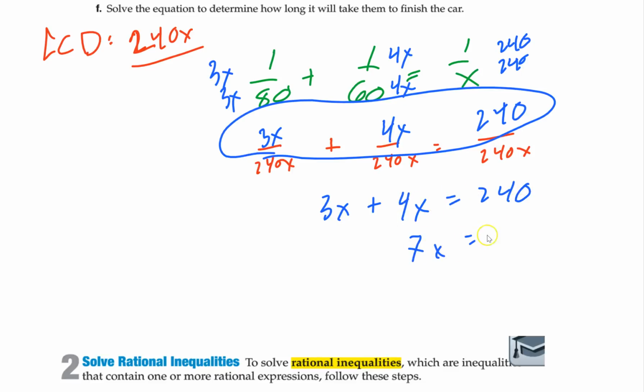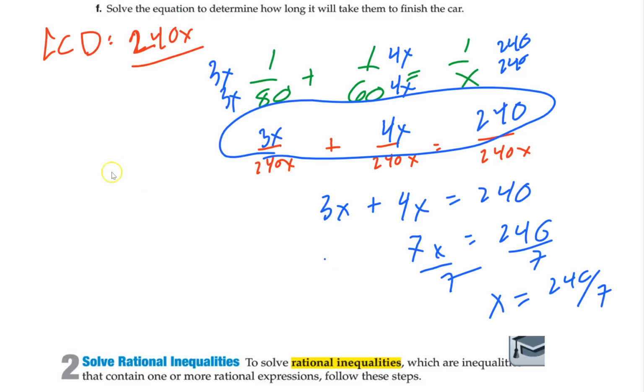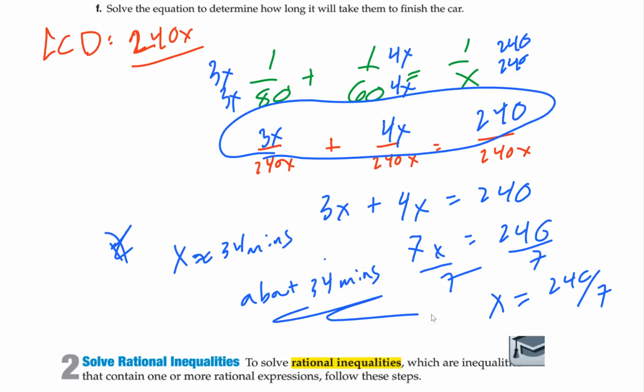So 7x equals 240, divided by 7, and x equals 240 over 7, which I have no idea, but I have a calculator. Turn it on. 240 divided by 7. So together it's going to take about 34 minutes, so about half an hour. Together it will take them about 34 minutes to wax a car. Still seems like a long time. But there you go. And that's the lesson.